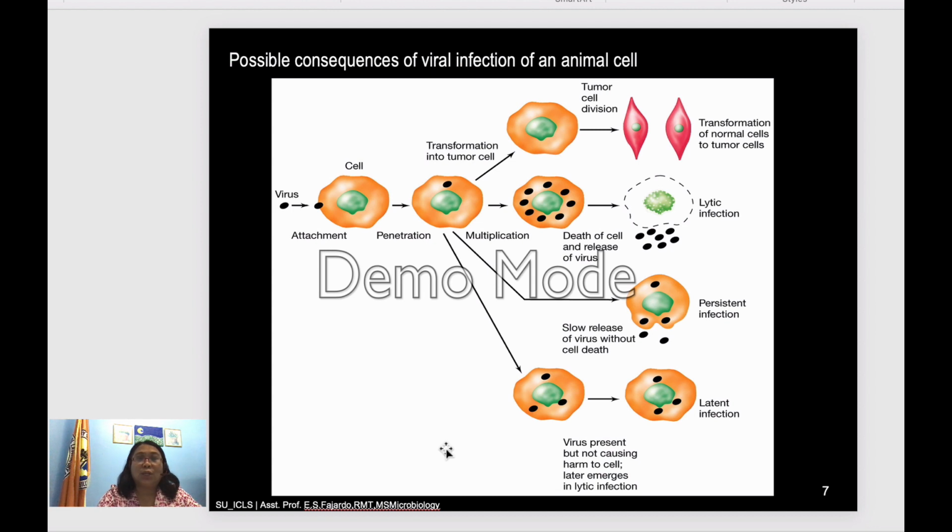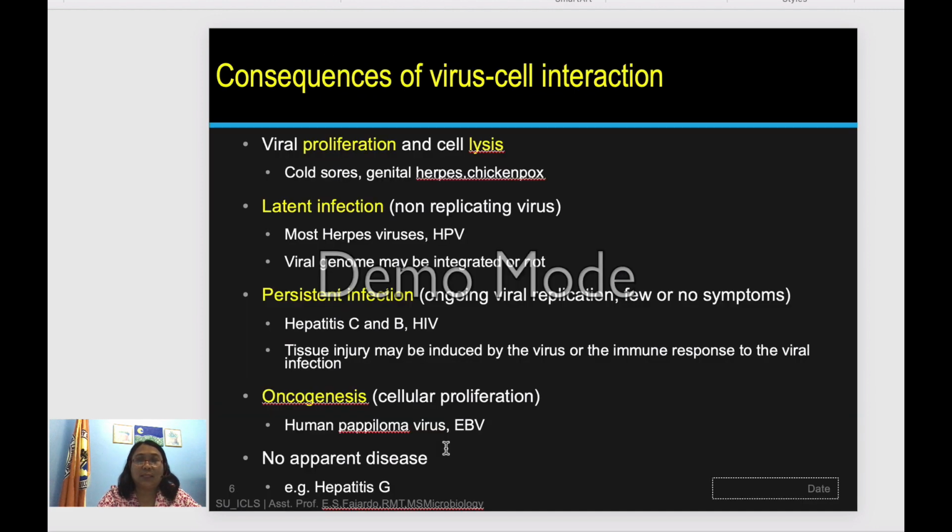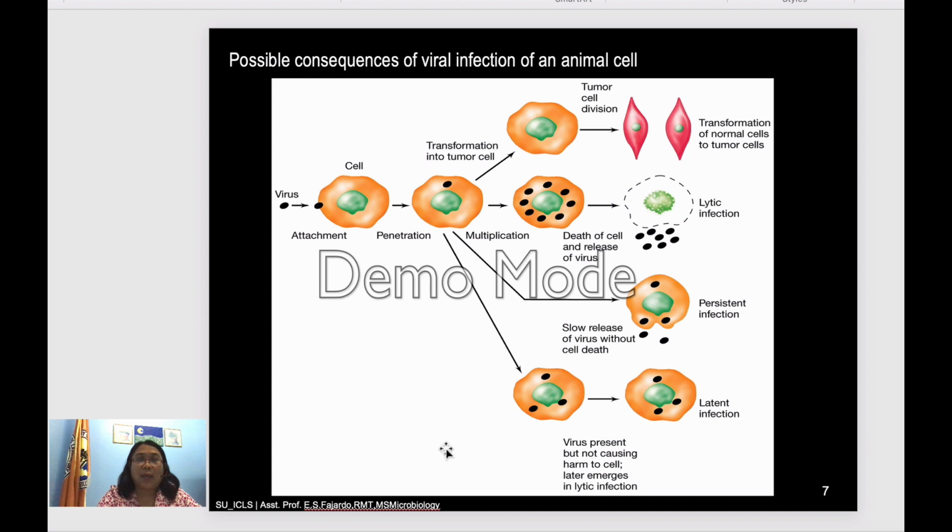Okay, so this one will also show you a summary of this, in a graphic presentation. So the possible consequences in animal as well as in human cells, from the time the virus attaches to the appropriate host, it penetrates, it multiplies, what will happen? So those are the consequences.